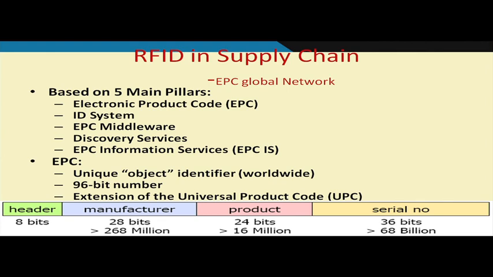First one is the electronic product code, which uniquely identifies one item. Second, there is one ID system for identifying this, uniquely identifying, keeping the data about the system. Then you have EPC middleware. Then you have discovery services, which will be relating the code with the data. Then there is one EPC information service, which is the one which actually enables everybody in the supply chain to connect to this data and get access to this data.